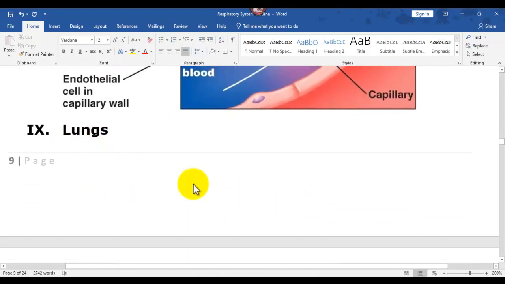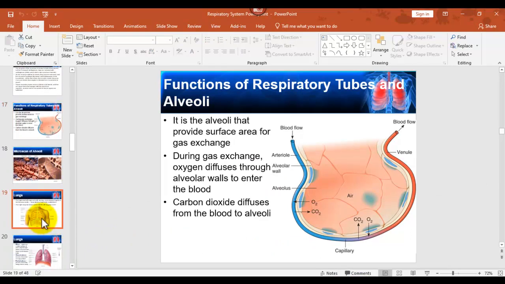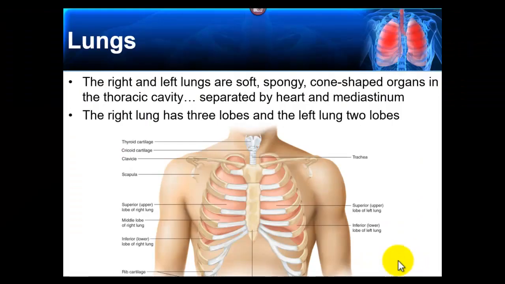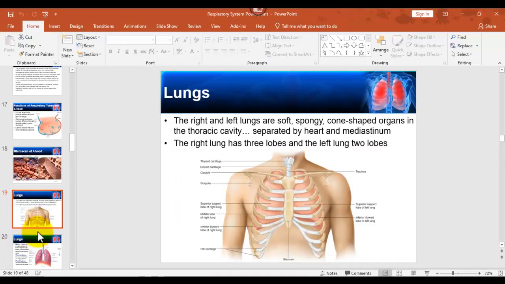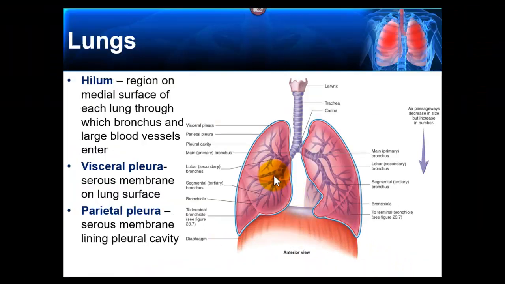So onto the lungs. It says the lungs are soft, spongy, cone-shaped organs in the thoracic cavity, and they are sort of bordered by the ribs. The ribs actually keep them from overinflating, and there are 3 lobes on the right, and there are 2 lobes on the left, and they are separated by what are called fissures. See, there are the little grooves on each side. There's the superior, middle, inferior.